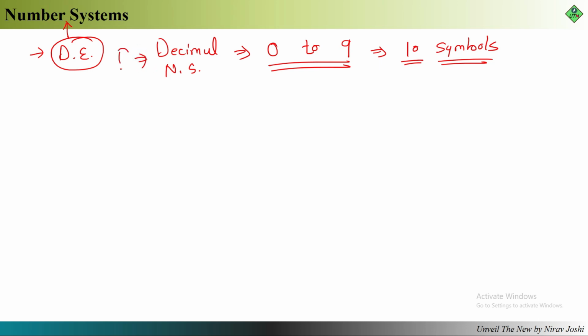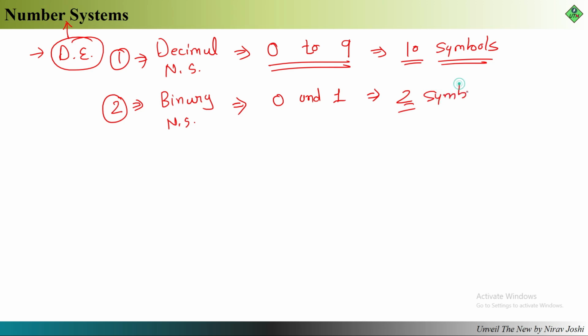Similar to that, in digital electronics we need to learn 3 more number systems. The second number system that we will learn is the binary number system. As the name suggests, binary means there are 2 possible values of the symbol, and that is 0 and 1, right? So there are a total of 2 symbols. One is 0 and the second one is 1.